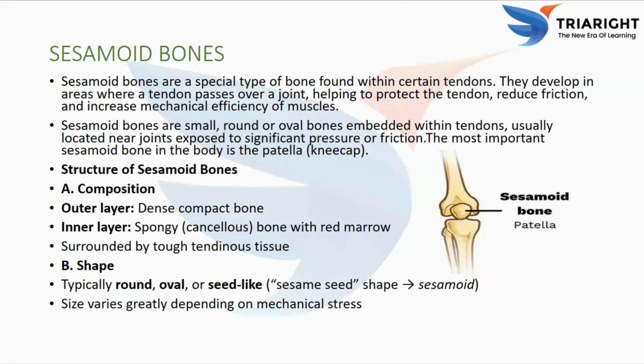For example, you can clearly see the patella in the picture. The patella is a sesamoid bone, okay? It protects the tendon from wear and tear. And this patella also increases the power of the quadriceps muscles during leg extension. So this is why sesamoid bones are important.